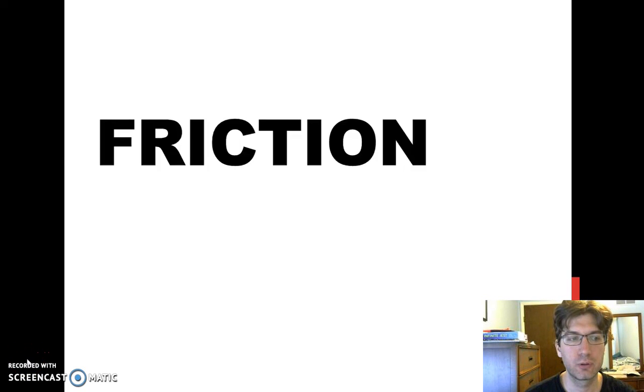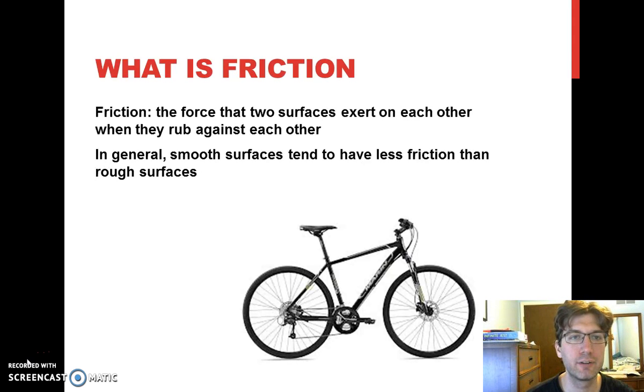The other force we're going to look at in this chapter is the force of friction. And friction is going to be divided into four different types. However, there really is only two. It's just the way the book does it. But what is friction? Friction is going to be the force exerted when two surfaces rub against each other. In general, a smooth surface tends to have less friction than a rough surface.